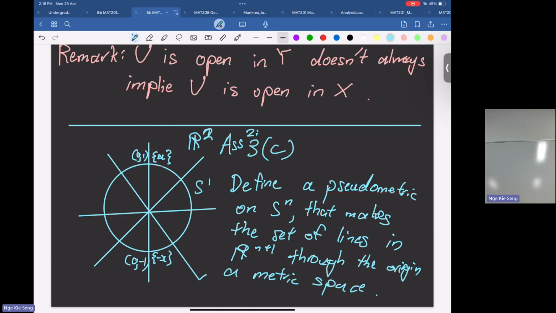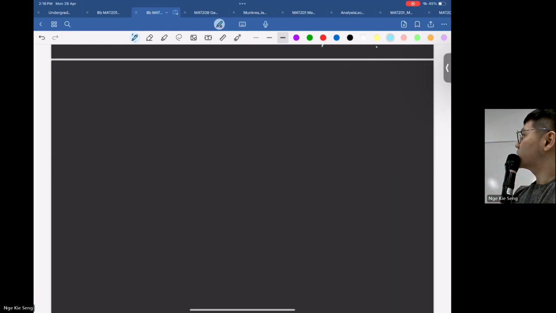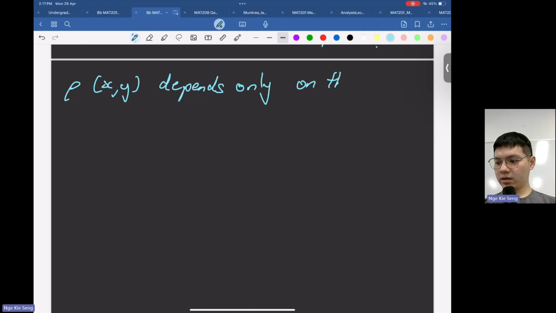And then we show that rho(x, y) depends only on the equivalence classes of x and y. What does this mean? It means if you take different representatives, it should not matter. Let me write this for you: rho(x, y) depends only on the equivalence classes of x and y.